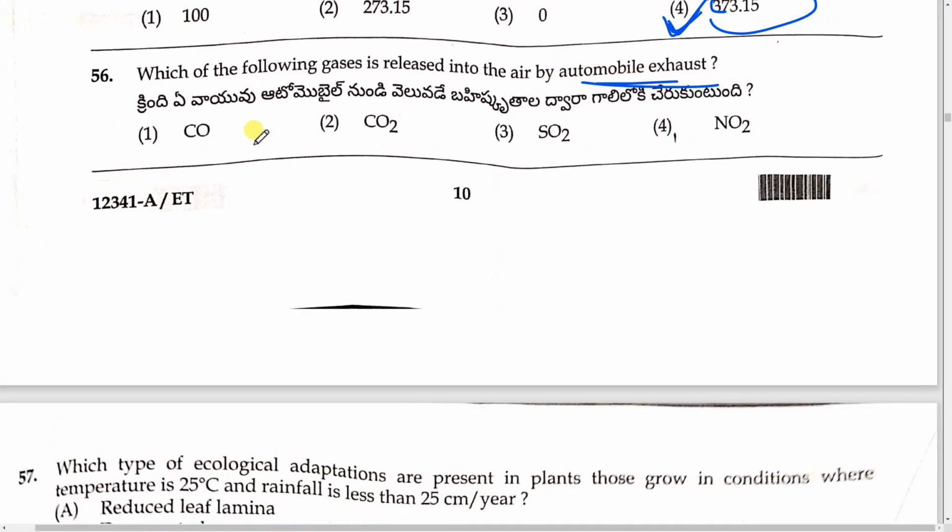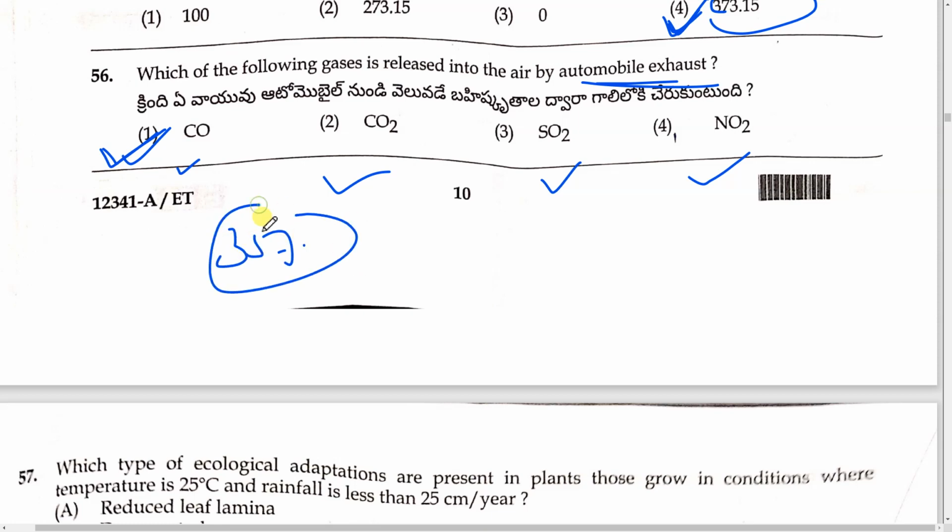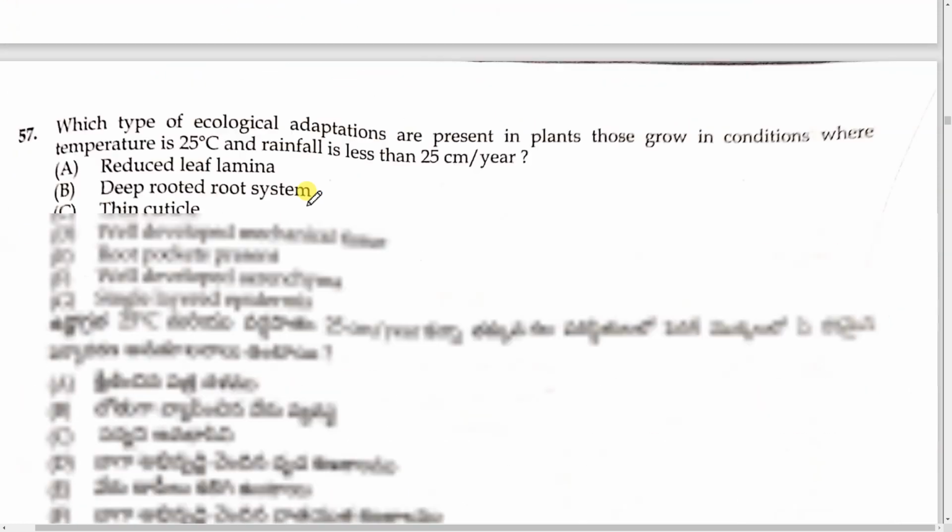Which of the following gases is released into the air by automobile exhaust? From automobiles all these gases are released, but the amount varies. The highest amount that a vehicle produces is carbon monoxide, about 35%. Based on the percentage we can select, but all these are emitted by the vehicle.